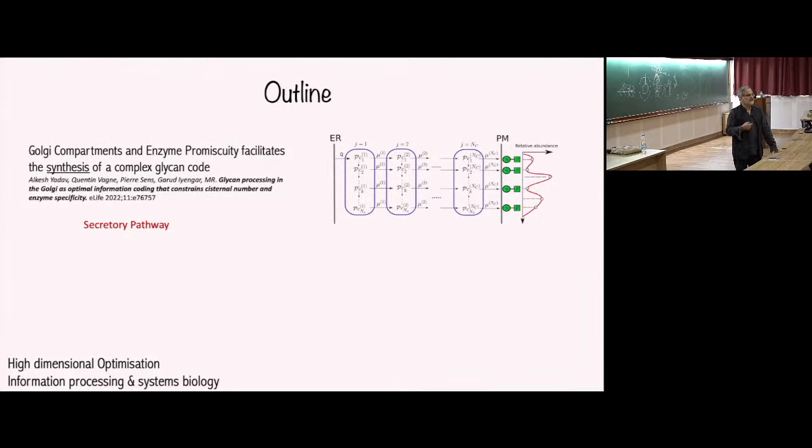An information theory justification for being able to control the number of cisterna. So far, I've been talking about the size of the cisterna, the shape of the cisterna, etc. But now I'm going to address the question of number. What this calculation is about is how the number of Golgi cisterna, or the number of Golgi compartments, and enzyme promiscuity facilitates the synthesis of a very complex glycan code. And that's what this work is.